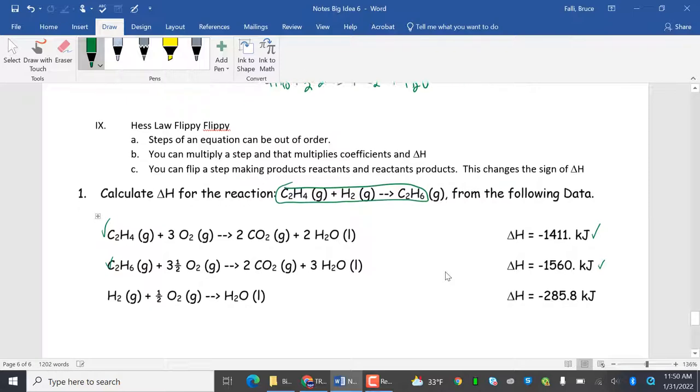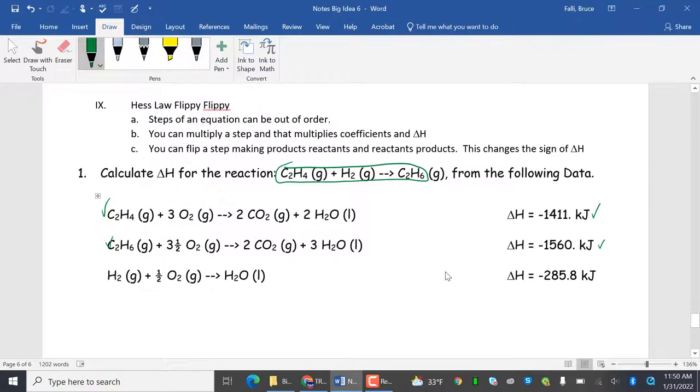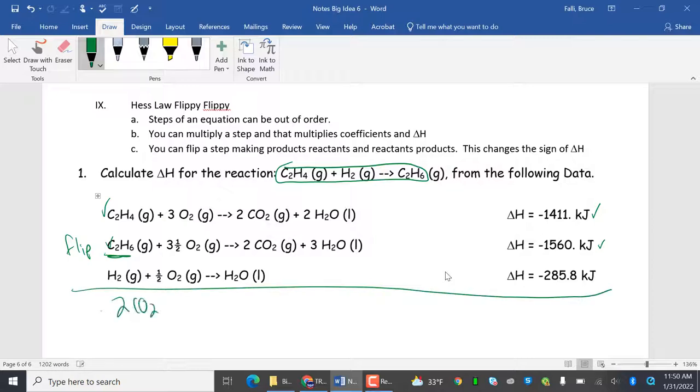So what I like to do first is make my product that I care about, C2H6. Here's C2H6. So what I'm going to do to this is I'm going to flip it. And I want one C2H6. So I'm going to have two CO2s plus 3 H2Os gives me C2H6 plus 3.5 O2. So cha-ching, I got that one down.